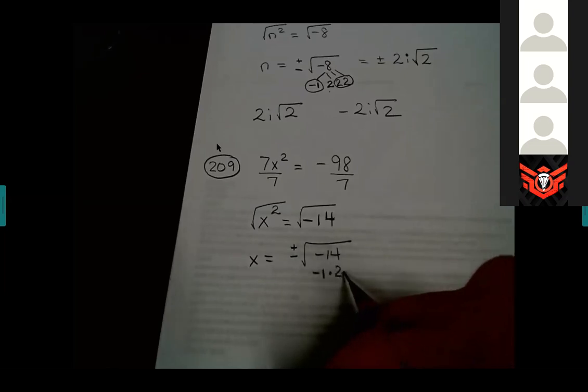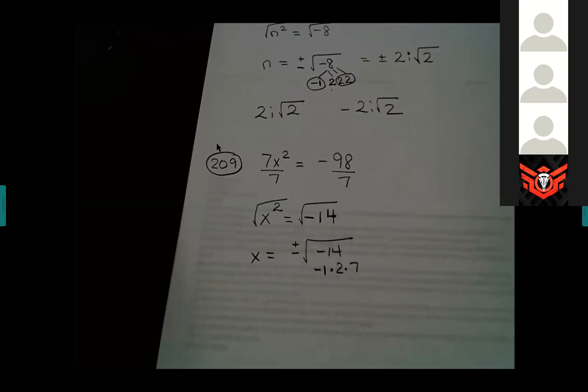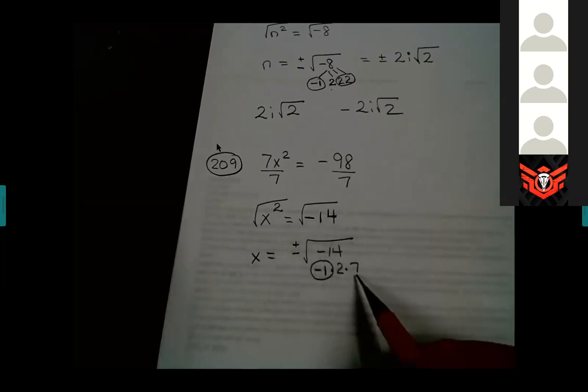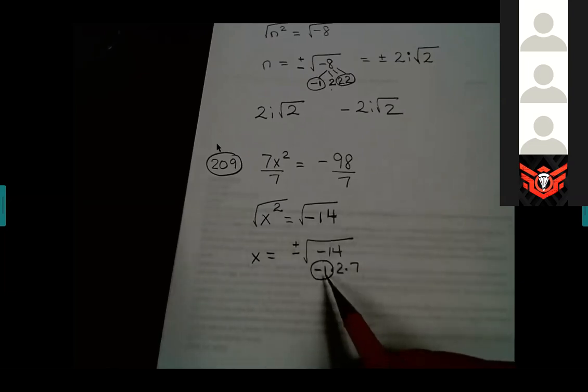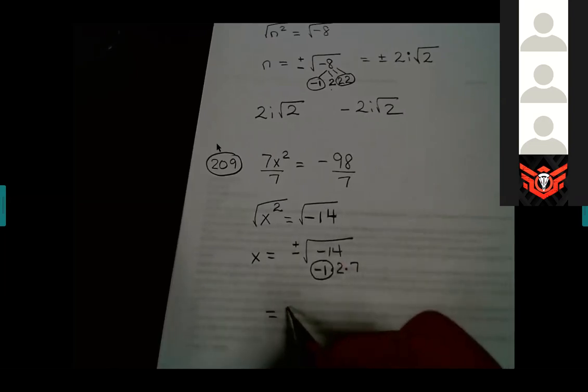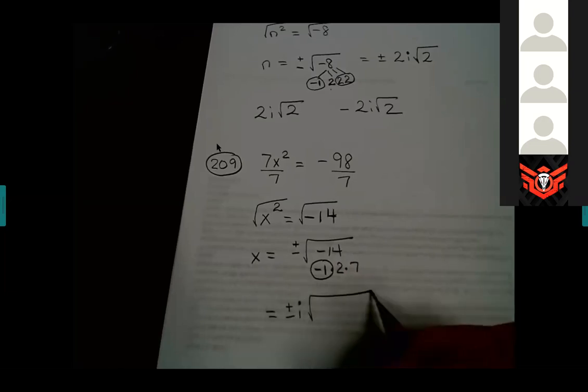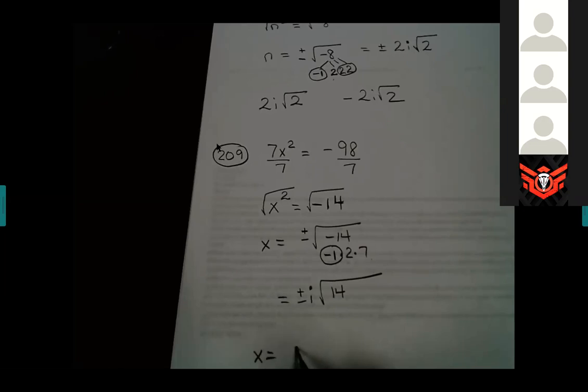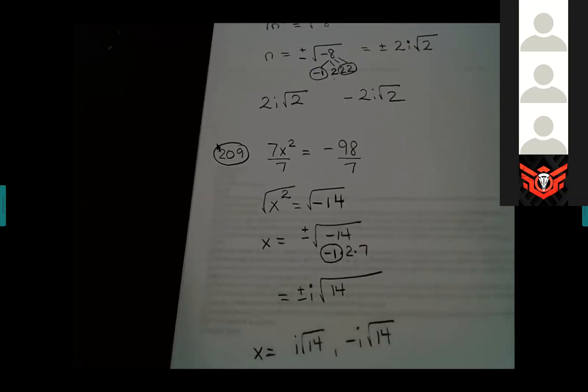Now, I factor -14. It's -1 times 2 times 7. What's the only thing that can come out? The -1. The -1 is the only thing that can come out because there's not a pair. The -1 comes out as an i, so plus or minus i. This 2 and this 7 can't come out, so I multiply them back together and they stay 14. So my answer to this problem is i on the square root of 14, negative i on the square root of 14.